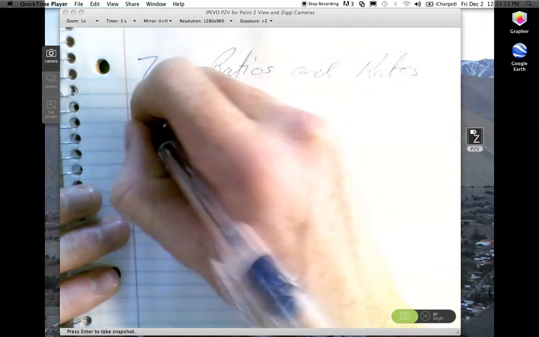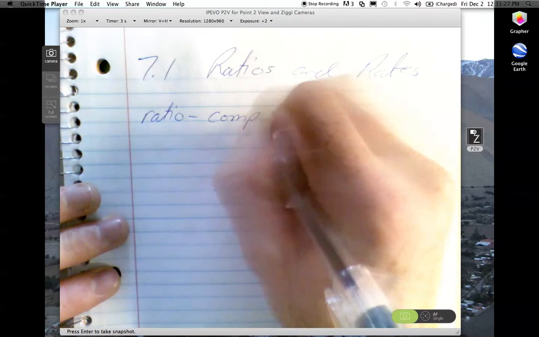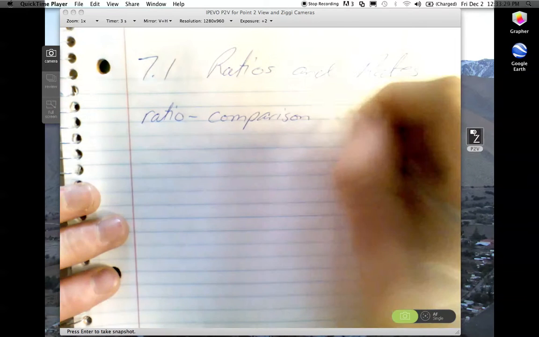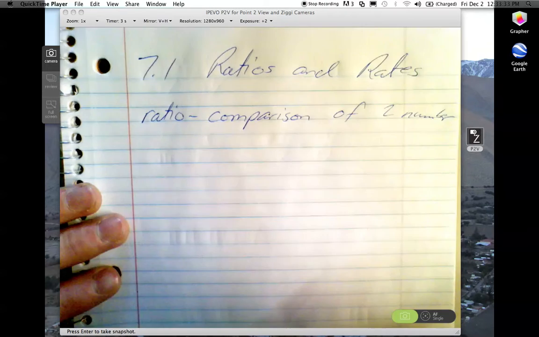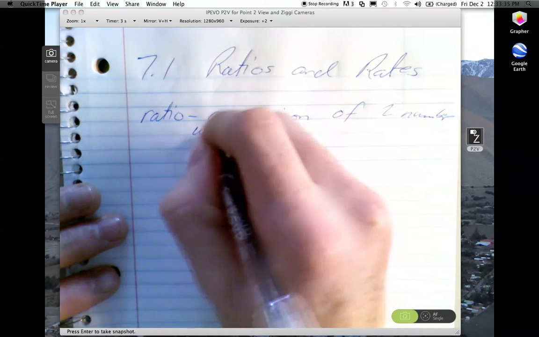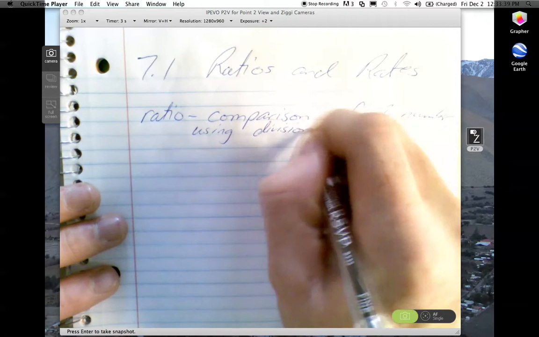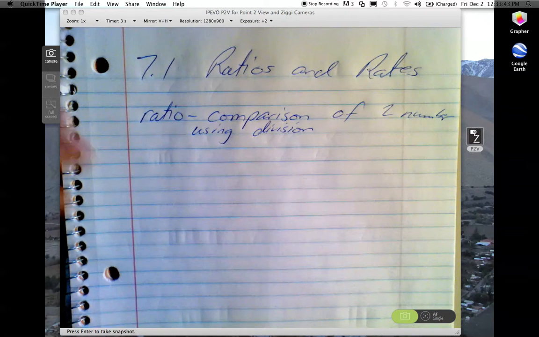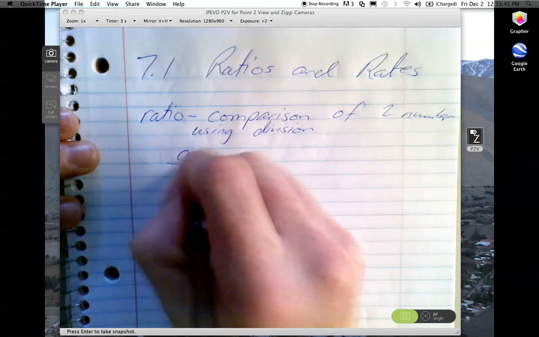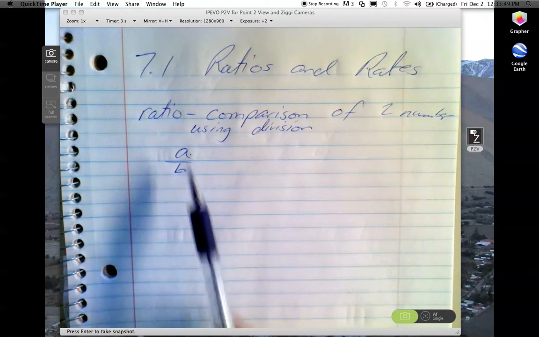So, ratio. Comparison of two numbers using division. So for example, if we were to do this using letters to start out with, we would say A over B is a ratio. We're comparing those two numbers by dividing A by B.